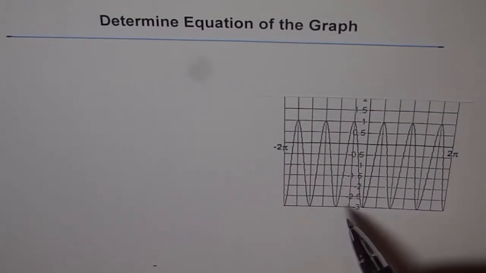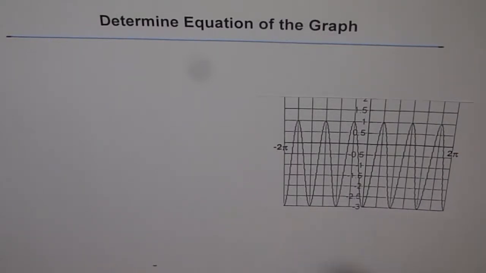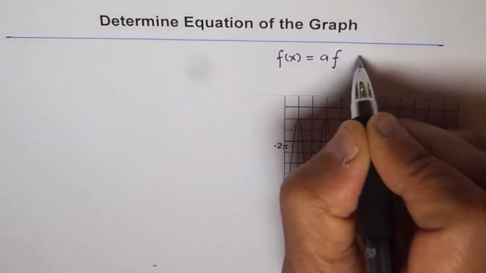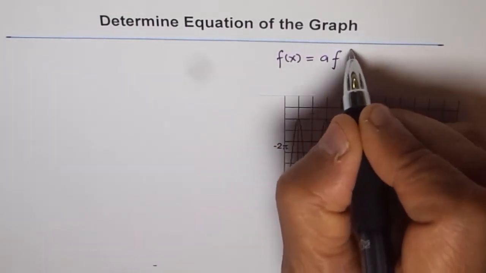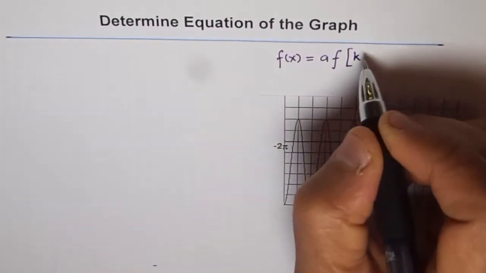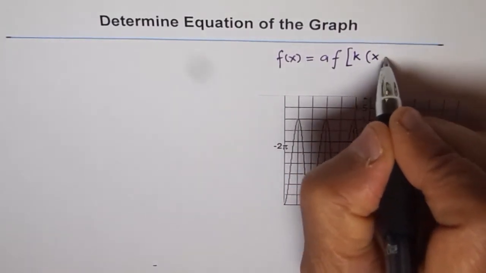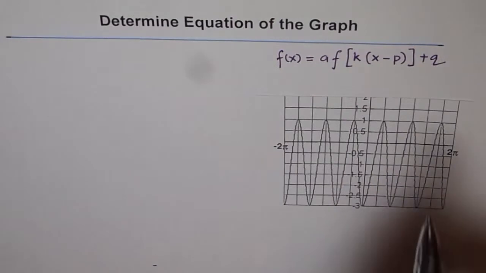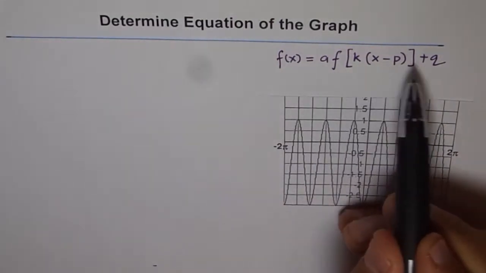Now to model it, or to write an equation for it, let's start with the general equation. So the general equation for us is f of x equals a times f, which could be sine or cosine, of k times x minus p, plus q. Now what are these constants here?